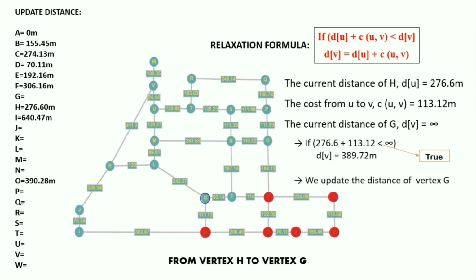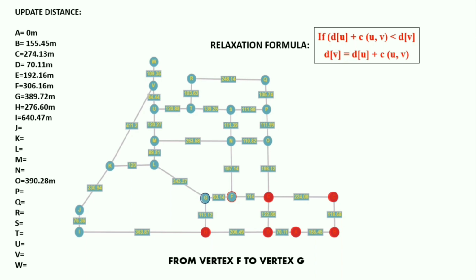So this is the condition. It is true this time, so we will update the distance of vertex G. For now, if we find the shortest path among 306.16 meter, 390.28 meter, 389.72 meter, 640.47 meter, and infinite for all other remaining vertex, the shortest path is 306.16 meter. So we pick vertex F.